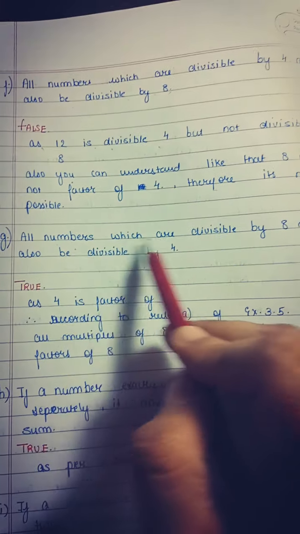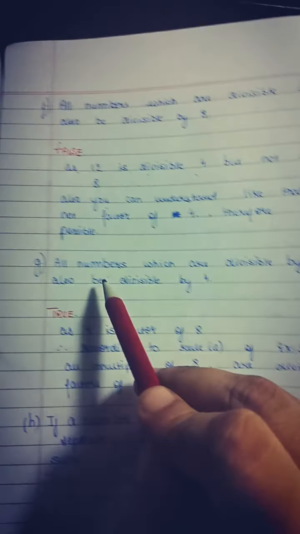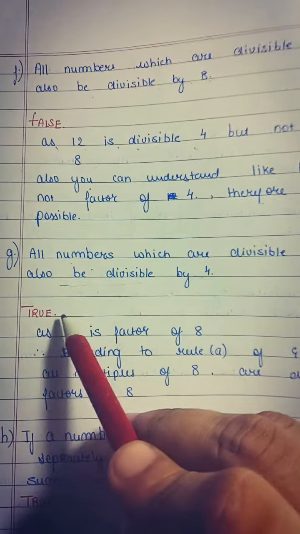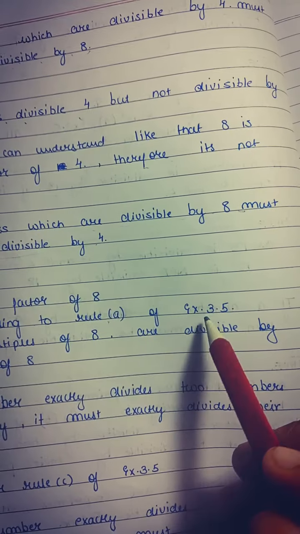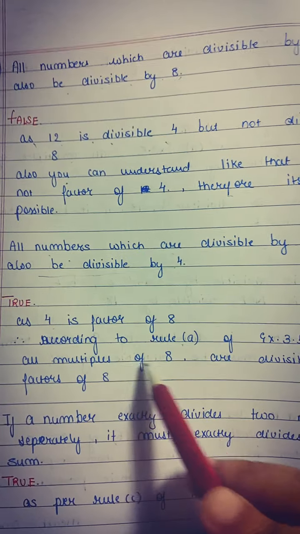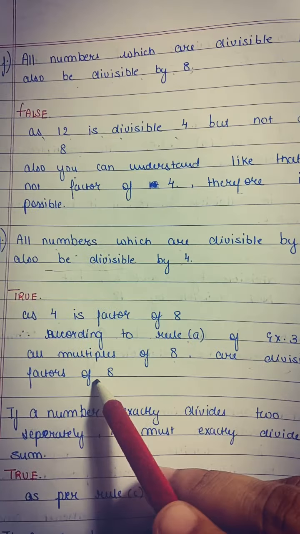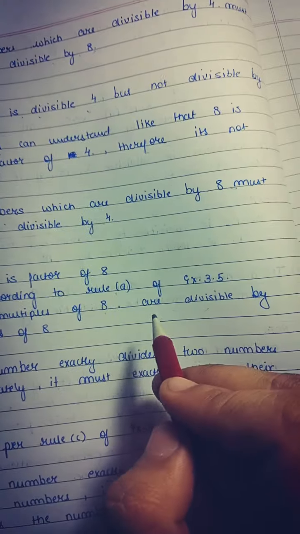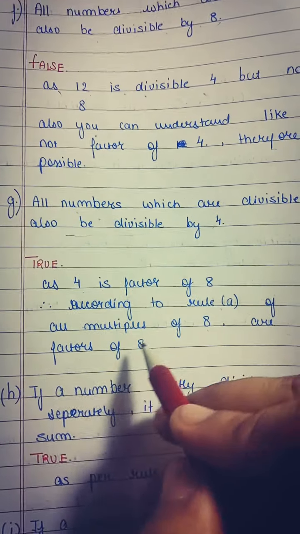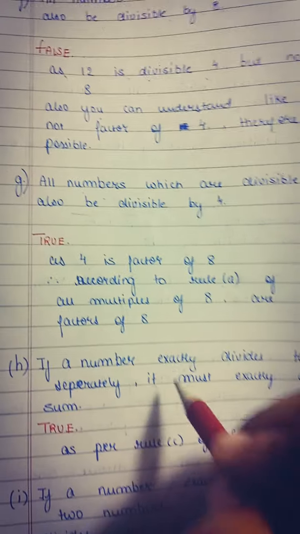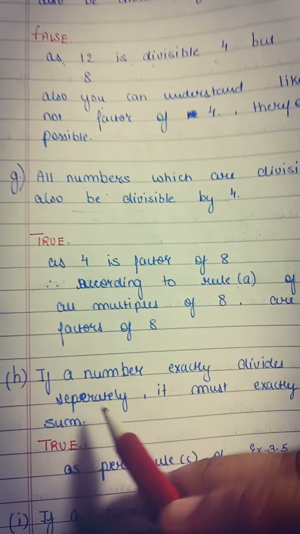G. All numbers which are divisible by 8 must also be divisible by 4. It is true, as 4 is a factor of 8, therefore according to rule A, all multiples of 8 are divisible by factors of 8, and 4 is a factor of 8.